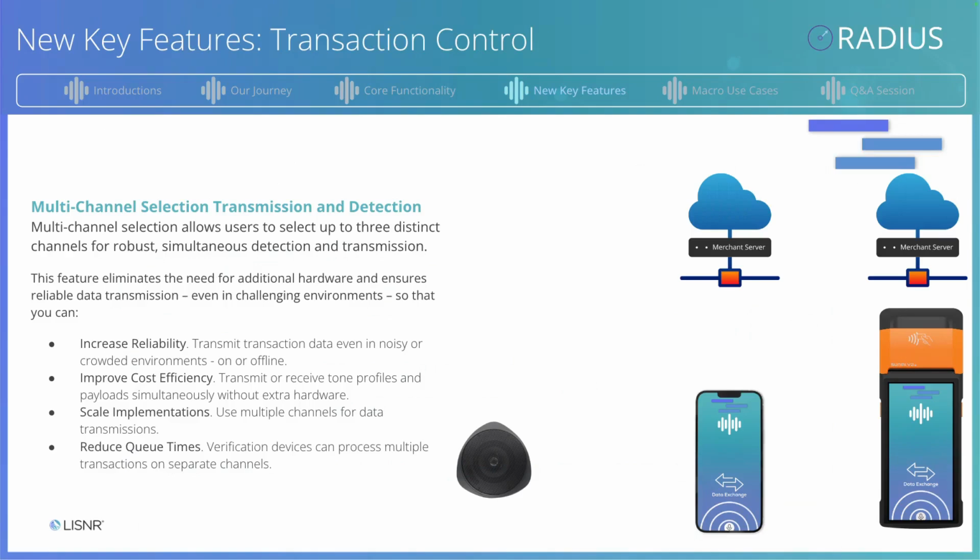So we'll kick things off with our multi-channel selection feature. Our multi-channel feature allows unique transmissions to be sent simultaneously on separate channels, increasing the possibilities of how customers and merchants can exchange data, providing leading class transaction control. By default, radius tones will transmit on a single channel, but with multi-channel, up to 2 additional channels can be leveraged to transmit a single, 2, or 3 unique data payloads at the same time that can also be received on the intended device simultaneously.